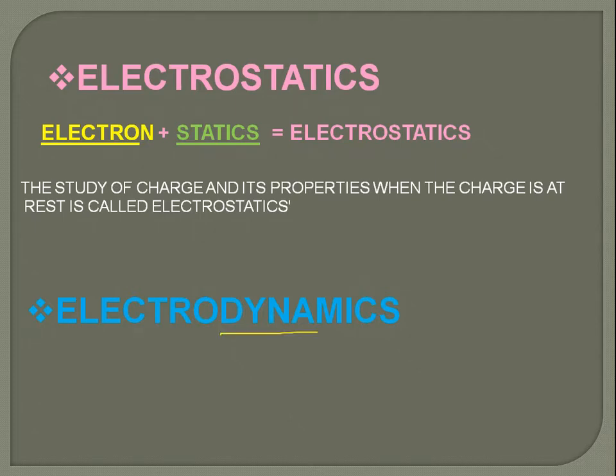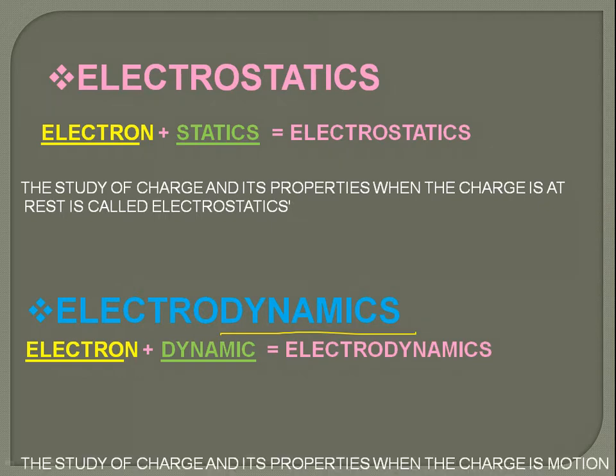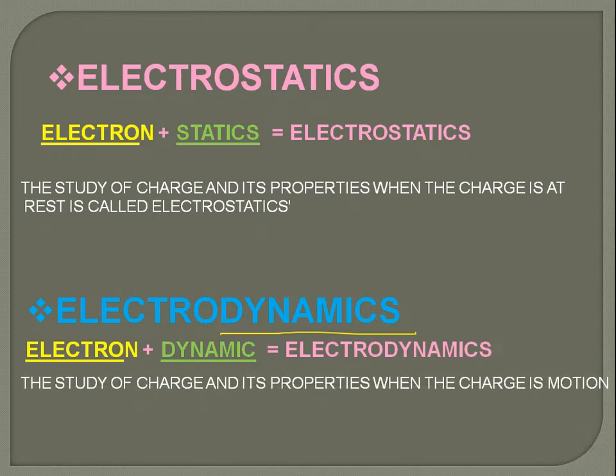So electrodynamics is also made up of two words. Electron plus dynamic means electron in motion. So electrodynamics is a branch of physics in which we study the force or property of charge when the charge is in motion. I hope you are clear with these two terminologies, that is, what is electrostatics and what is electrodynamics.